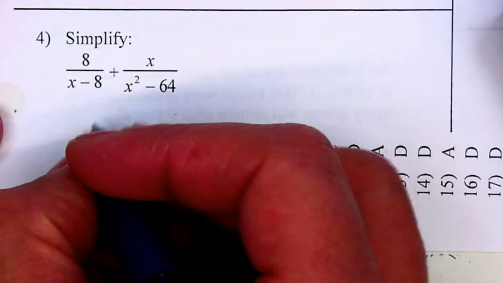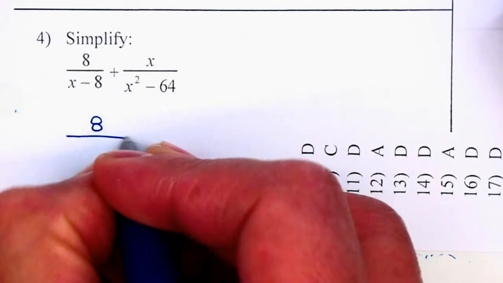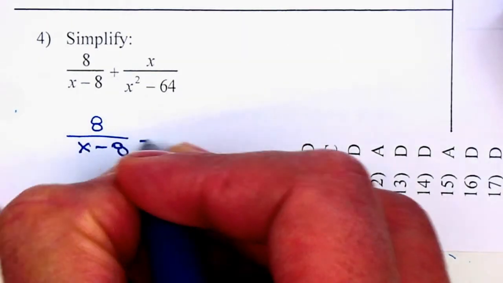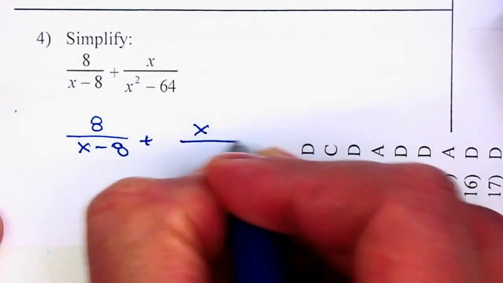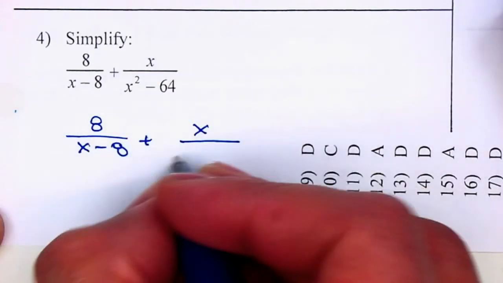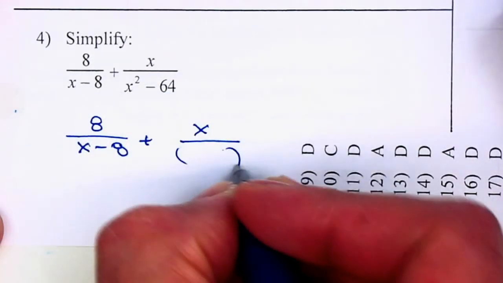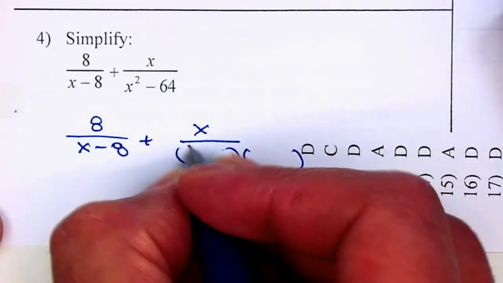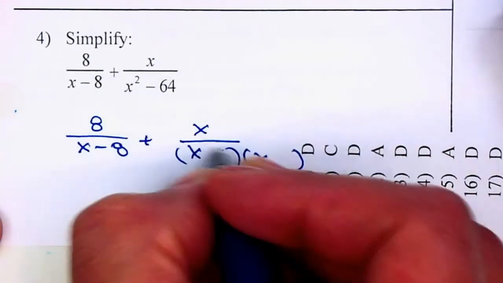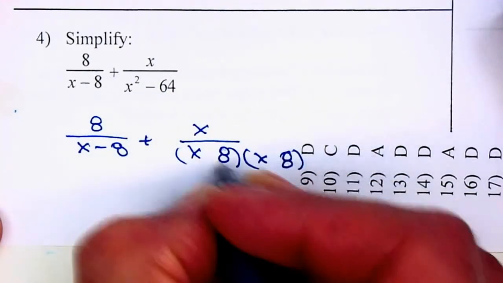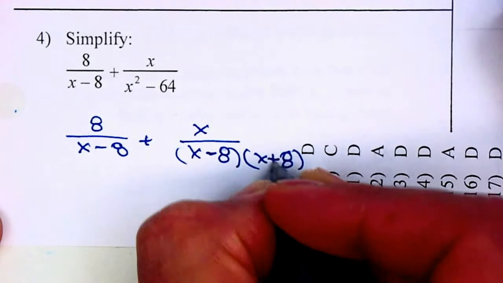So I'm going to factor the denominator. Let me bring this down. 8 over x minus 8 plus x over. I'm going to factor this out. Nothing to factor out. I'm just going to do my double parentheses. Factors of x squared will be x and x. Factors of 64 will be 8 and 8. One negative, one positive.